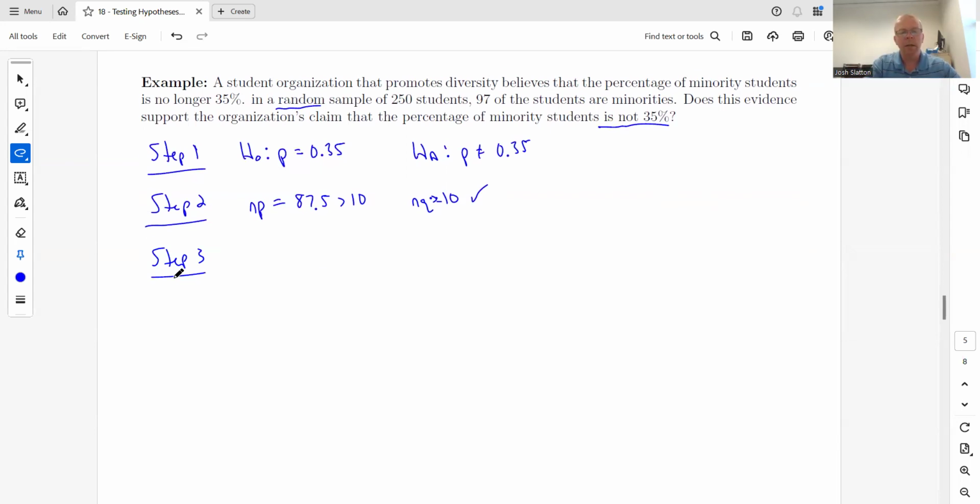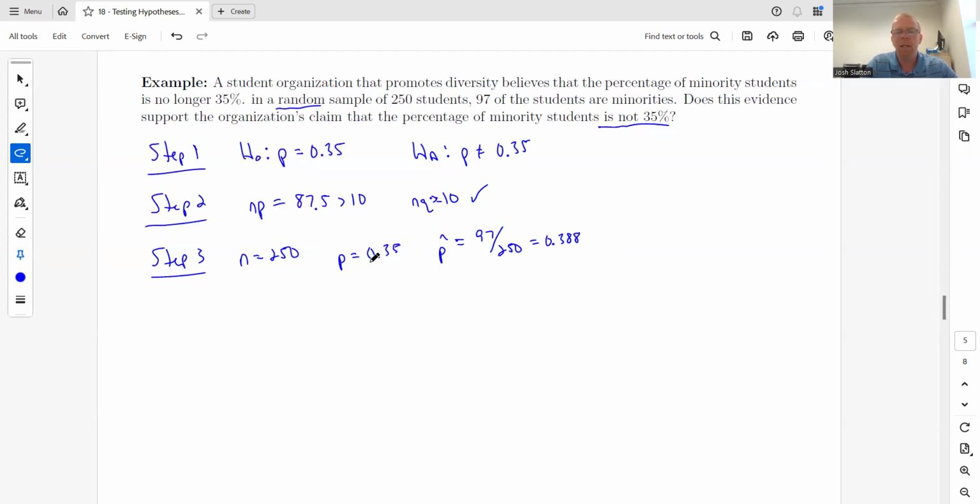So step 3, if you remember, was find n, which we know is 250, then find p, which we know is 0.35, and then find p hat, which we know, or we can see the sample size is 250. Now of that 250, how many were minorities? So that's the 97. So p hat is 97 over 250. And as a decimal, that is exactly 0.388. So we're not rounding off here.